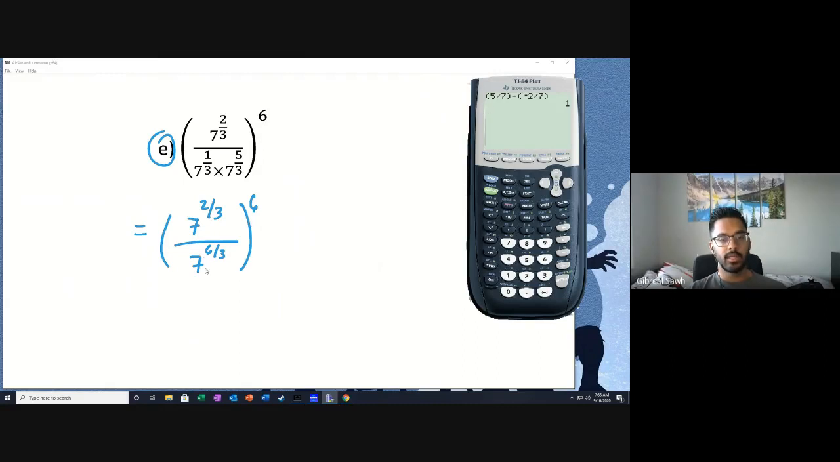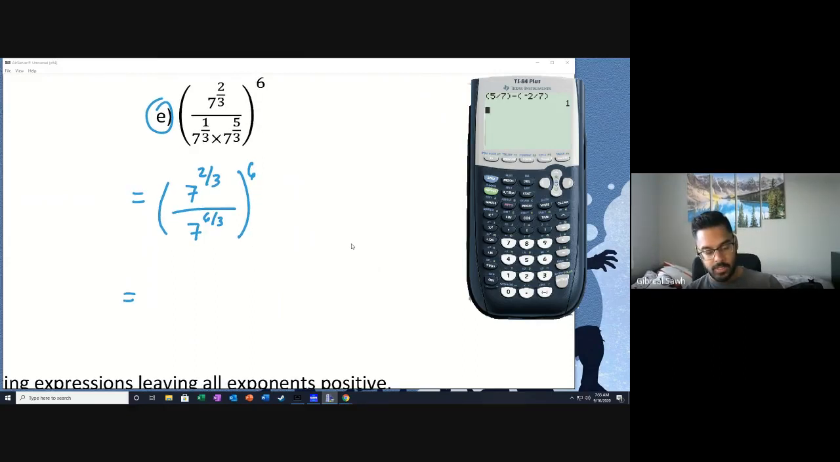I'm still going to work on the inside here, and I'm going to simplify here because now it's a division of powers of 7. So I can subtract those exponents. This will give us 7 to the power. Now I've got 2/3, and I'm subtracting 6/3. So I'm going to have -4/3. Okay, and that to the power 6.